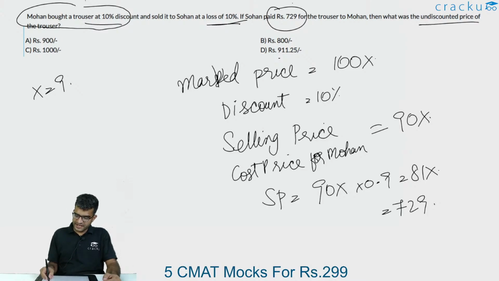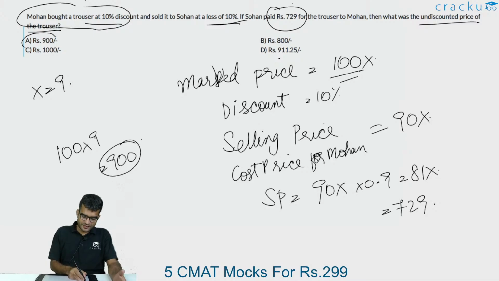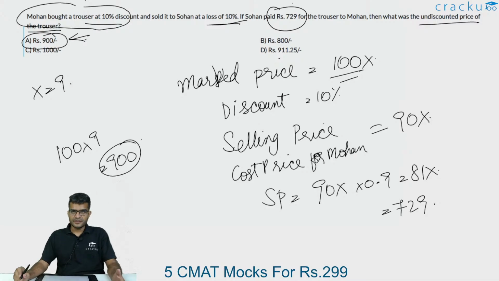So this would tell us that the undiscounted price of the trouser, which is the mark price of the trouser initially, which is equal to 100x, will be 100 into 9, which is equal to 900. So the correct answer is option A. Let us now look at the next question.